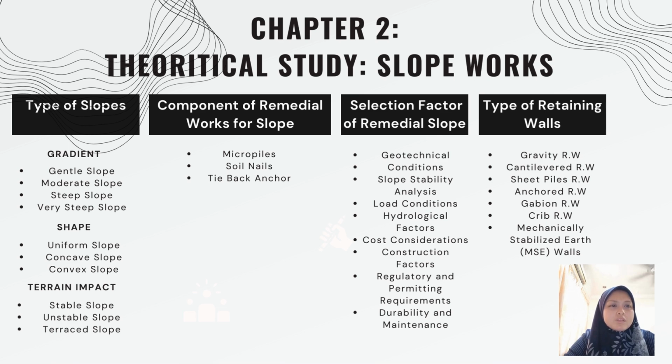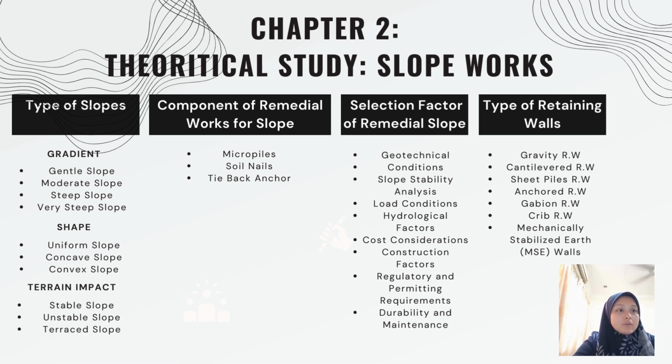For the construction factors, it is the time frame required for the implementation of remedial measures. For the regulatory and permitting requirements, it is compliance with the local building codes, environmental regulations, and land use policies. For the durability and maintenance, it is the expected lifespan of the remedial measure, and the maintenance requirement is regular maintenance and monitoring to ensure continued effectiveness.